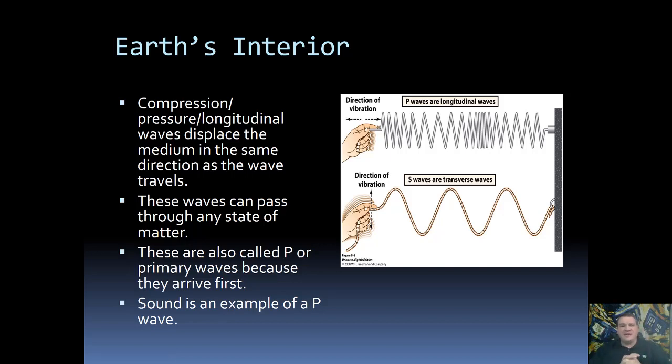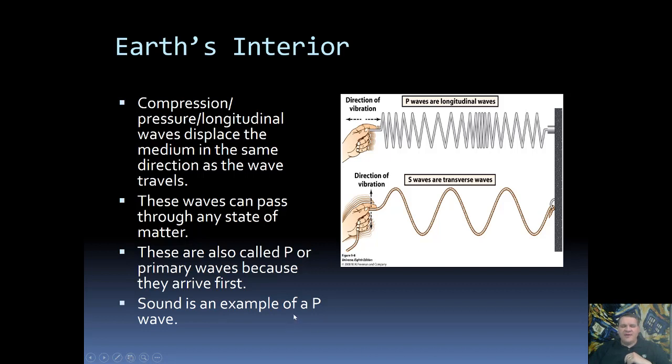Now this type of wave is able to travel through any state of matter. Solid, liquid, gas, it doesn't matter. As long as there's a material there, this wave is going to be able to travel through it. These are sometimes referred to as primary waves because they're the first ones to arrive. These travel the fastest. Okay, so primary, or P. Notice, primary, P, pressure. Okay, that's something that helped me when I was getting through all this the first time.